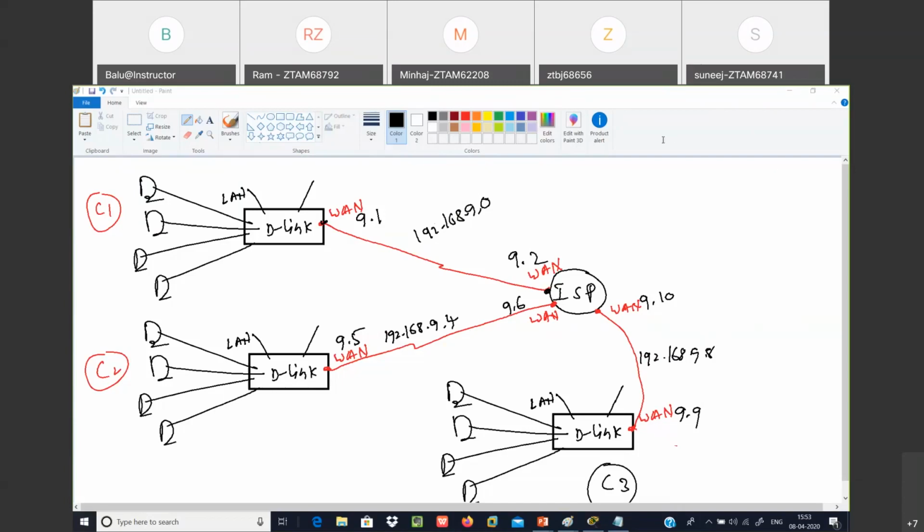Yeah, Mustafa, what is your question? How about the IP addresses of the networks C1 and C2? No, C1 is one customer, C2 is another customer. There is no communication. C1 and C2 are not in the same network. C1 is a different network, the 9.0 network. C2 is the 9.4 network. And C3 is 9.8. Here there are three different subnets, not in the same. Even if C1 and C2 want to communicate, they can communicate via the ISP only.